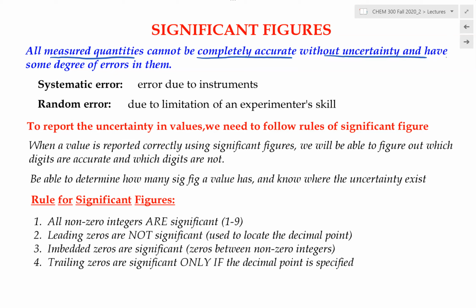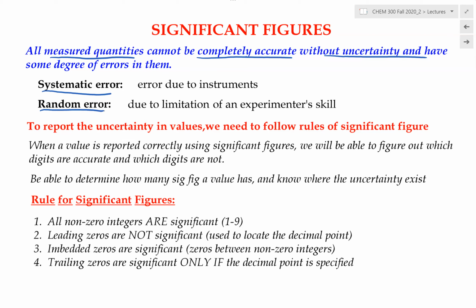We call that the systematic error, so errors that are due to the instrument, because the instruments themselves have error in them. Therefore, if we use that instrument to obtain a measurement value, we would have some degree of error in our value as well. The other type of error is called the random error. This kind of error is due to the limitations of the person performing the experiment, the thing that we can't control. And so we call that the random error.